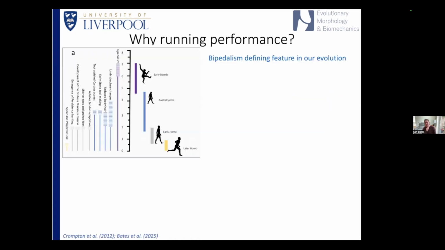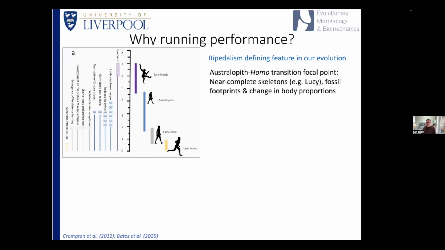So I'll start with the why again. Why would we want to look at running performance in Australopithecus afarensis? Well, bipedalism is obviously a defining feature in our own evolutionary history. And certainly the differences between Australopithecines and our own genus Homo have been a focal point for this research. And that's partly because we've got near complete skeletons like the Lucy fossil, but also we've got other good evidence like fossil footprints that can tell us about bipedalism in these animals.